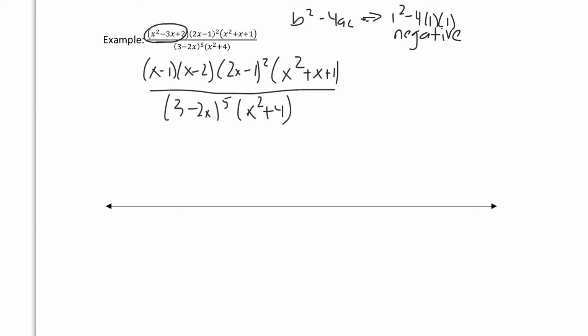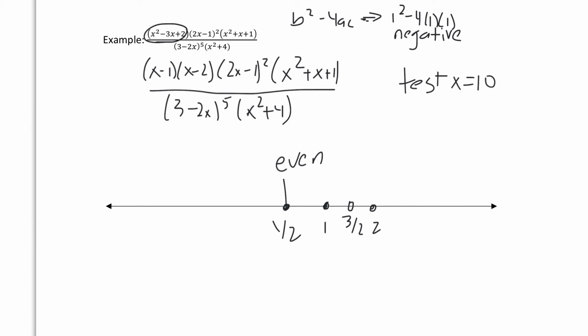From the top, we're going to have x equal to 1, x equal to 2, x equal to 1/2, and that's going to be even. We're also going to have x equal to, from the bottom there, 3/2, and those are all of our points. So let's test a number bigger than 2. I like to test 10. So is a nice number. You can test x equals 10. And let's go ahead and plug it in.